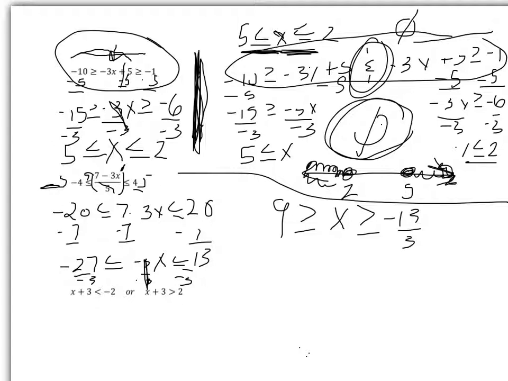So I don't like the way this looks. I like it when the smallest number's on the left and the right. So we can actually rewrite this just as negative 13 thirds is less than or equal to x, which is less than or equal to 9.